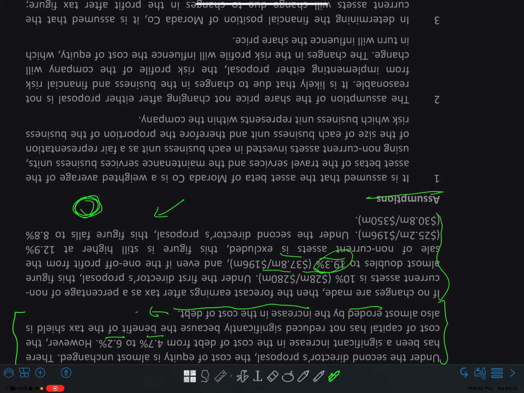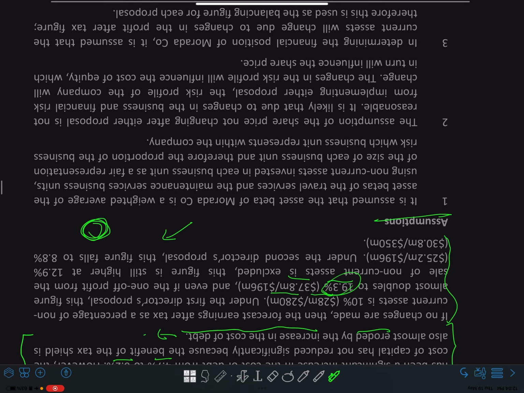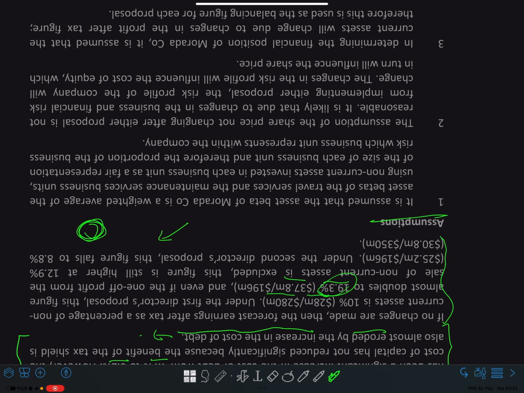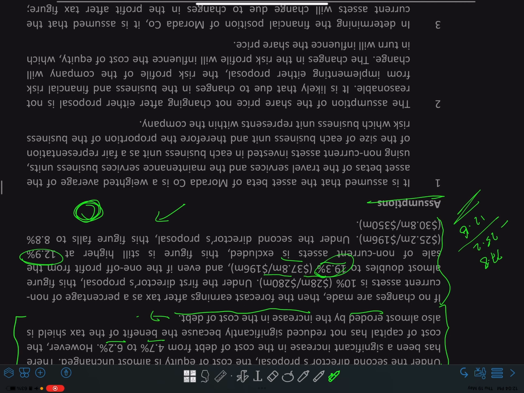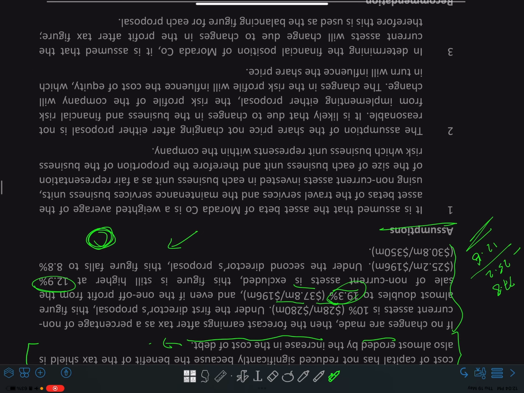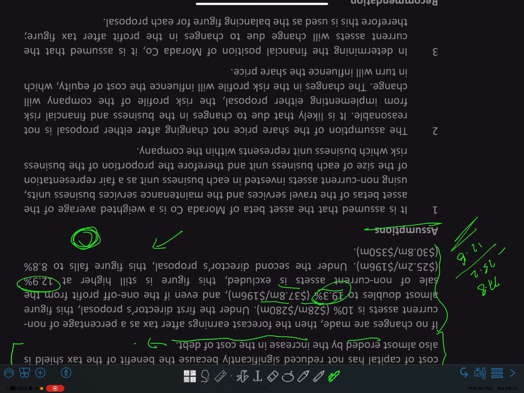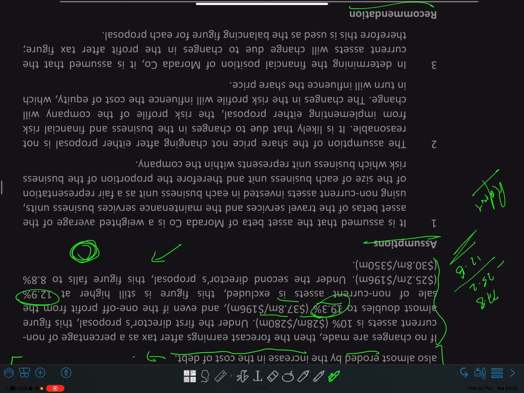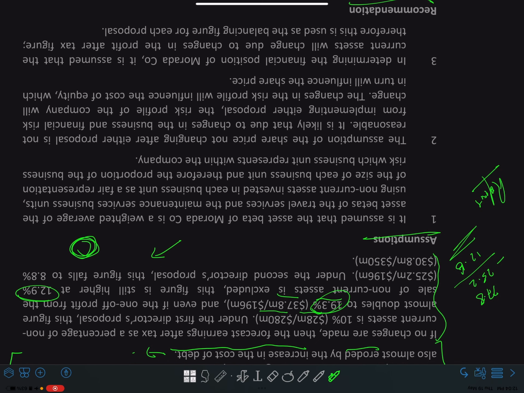And even if the one-off profit from the sale of the non-current assets is excluded, the figure is still higher, because we are excluding this figure, 37.8 minus 25.2. I think it's 12.4, 12.6. Okay, even though we exclude this sale figure for the non-current assets, or just the other business, what was it about? Repair business, right? Even without the sale, the return will be higher, right?